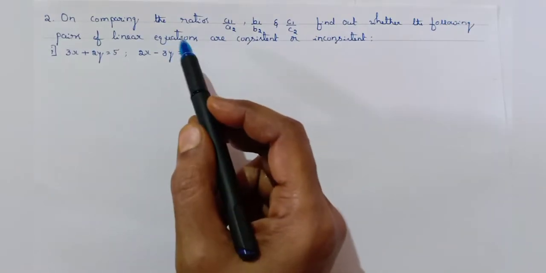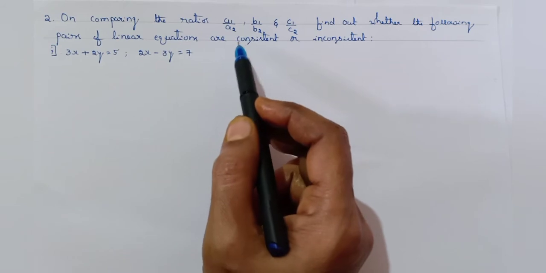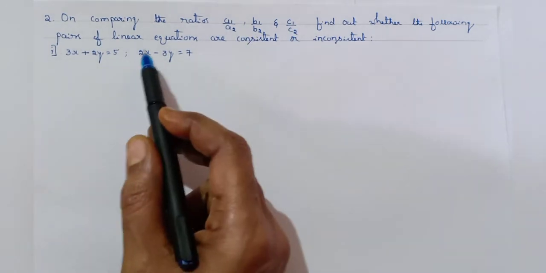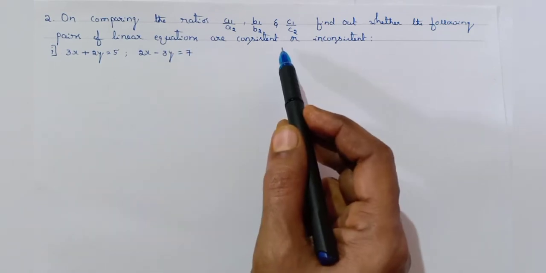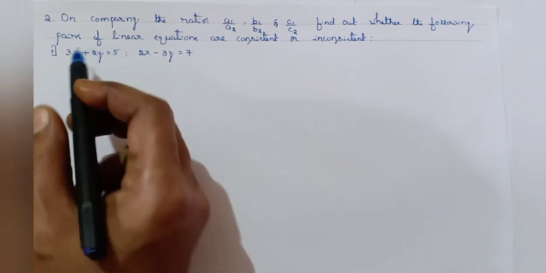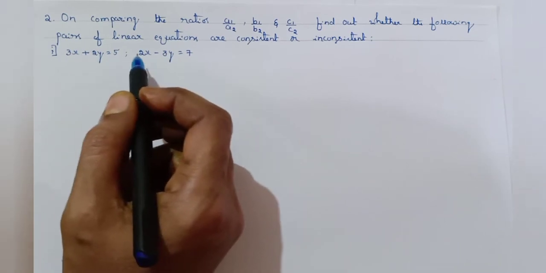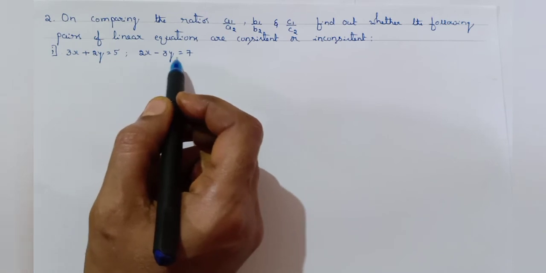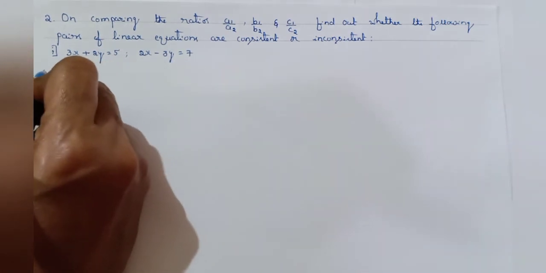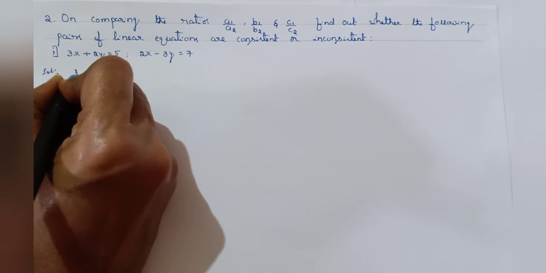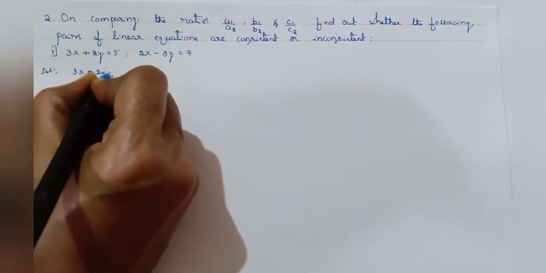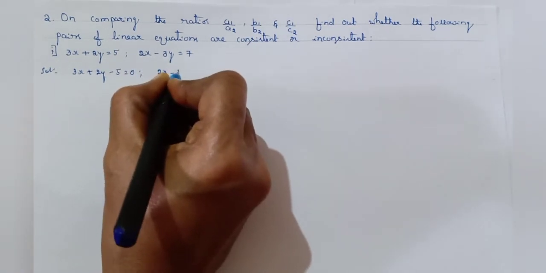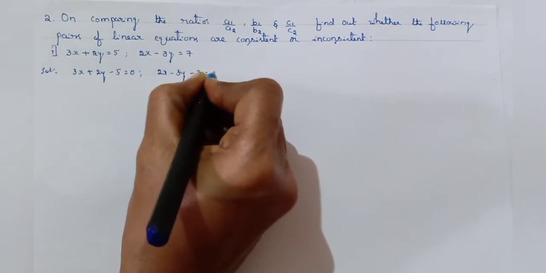Next question. On comparing the ratios a1 by a2, b1 by b2 and c1 by c2, find out whether the following pairs of linear equations are consistent or inconsistent. The first linear pair is 3x plus 2y is equal to 5 and 2x minus 3y is equal to 7. Express this in standard form. 3x plus 2y minus 5 is equal to 0. 2x minus 3y minus 7 is equal to 0.